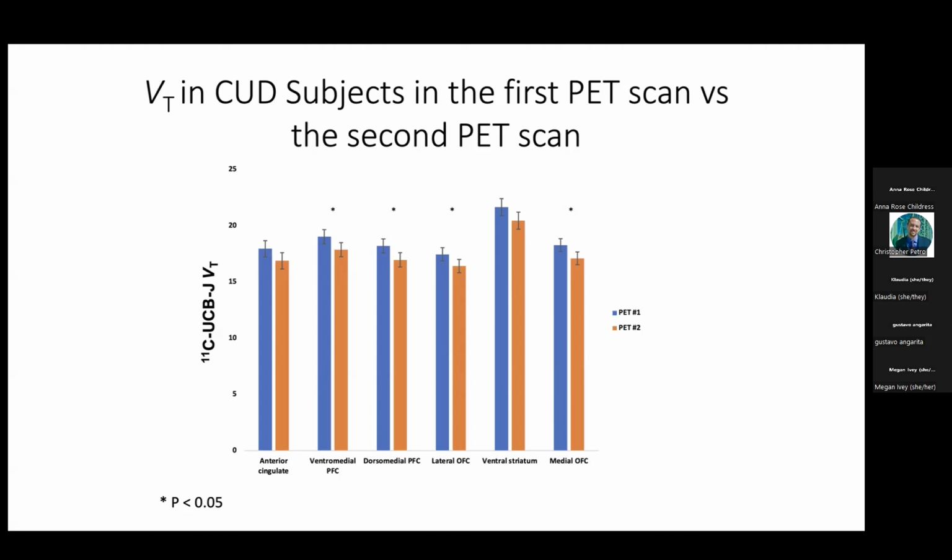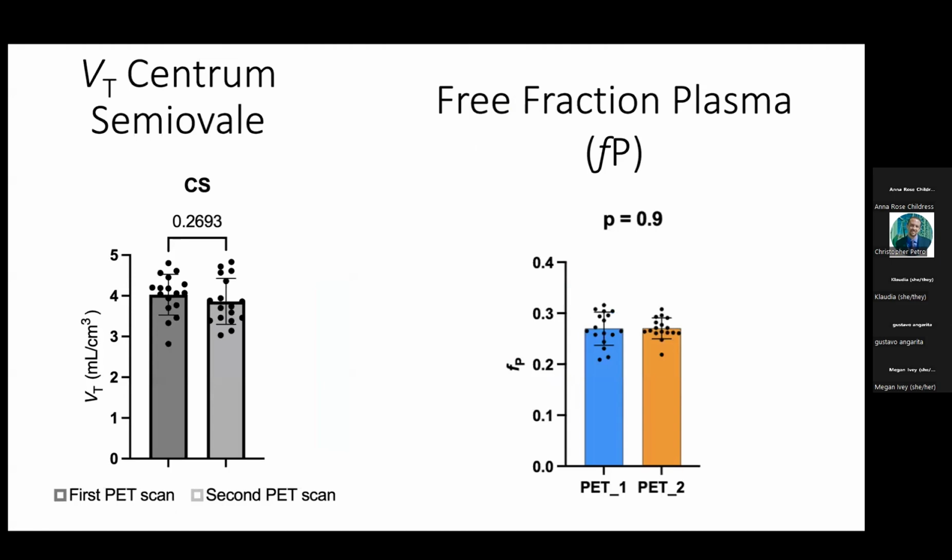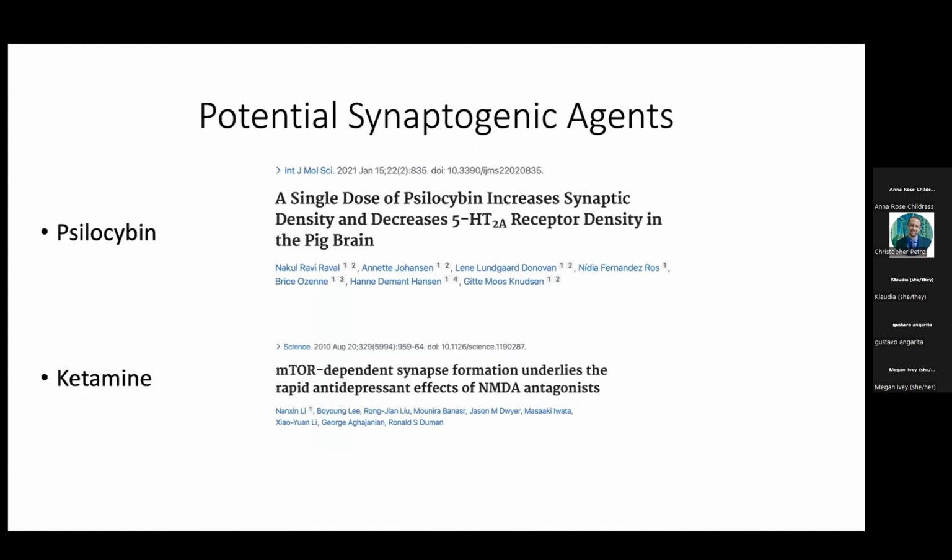So this is just to show that we didn't see changes in the centrum semiovale or in the free fraction between one scan and the other scan. Is this published? The first one is; this one is where you're in student starting it.